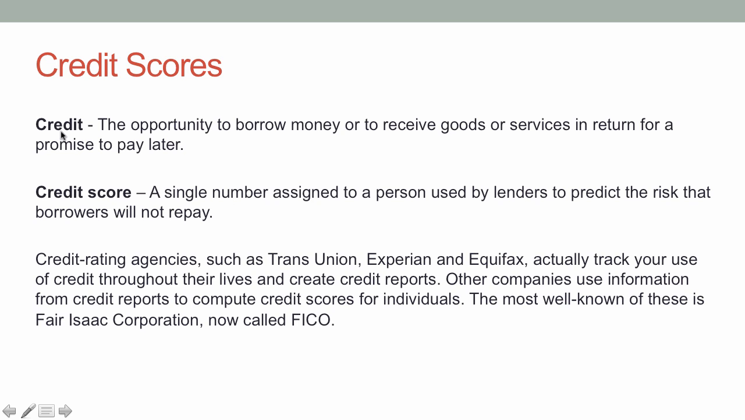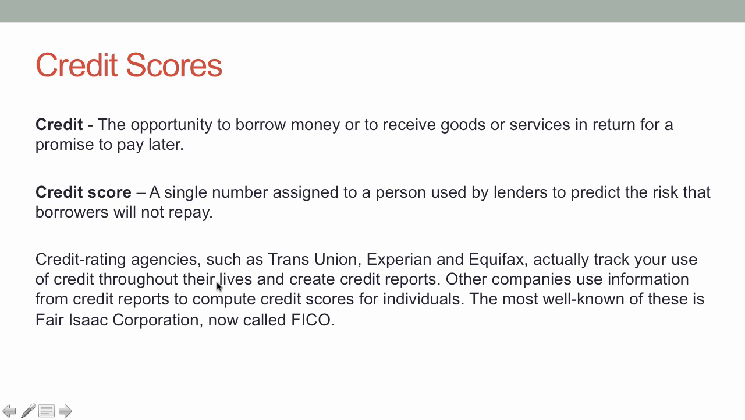A credit score. When we talk about credit, it's the opportunity to borrow money or to receive goods or services in return for a promise to pay later. A credit score is a single number assigned to a person, used by lenders to predict the risk that borrowers will not repay. Credit rating agencies such as TransUnion, Experian, and Equifax actually track your use of credit through your life and create credit reports.